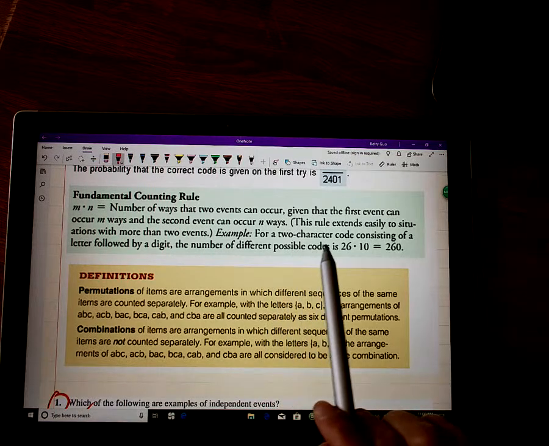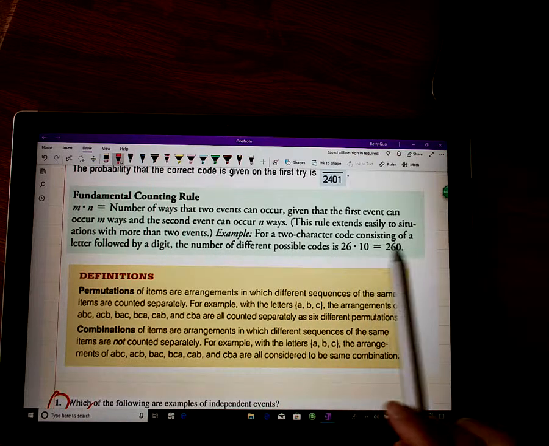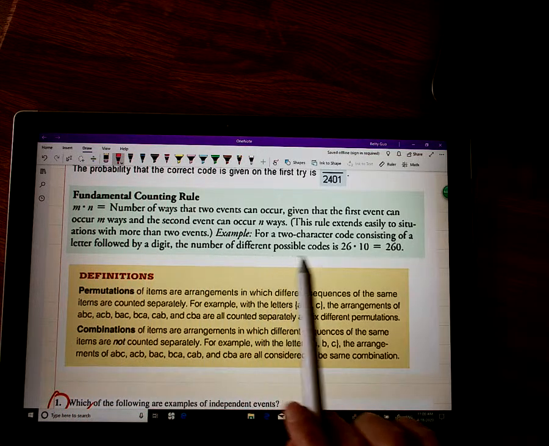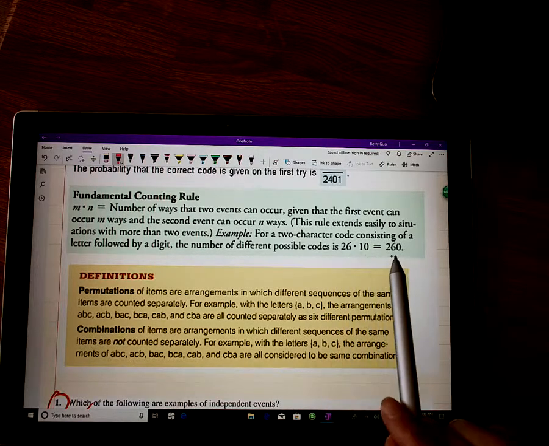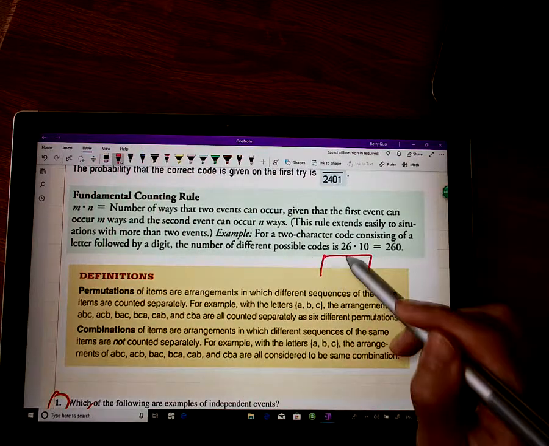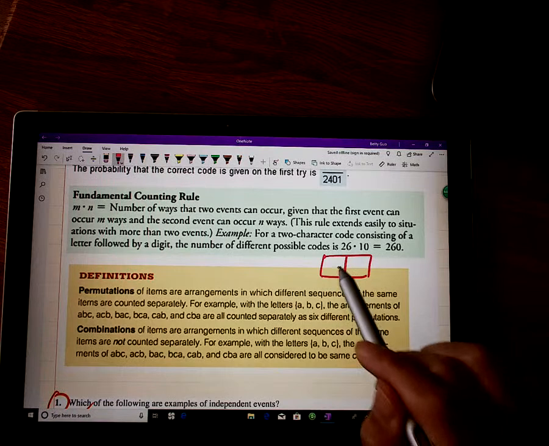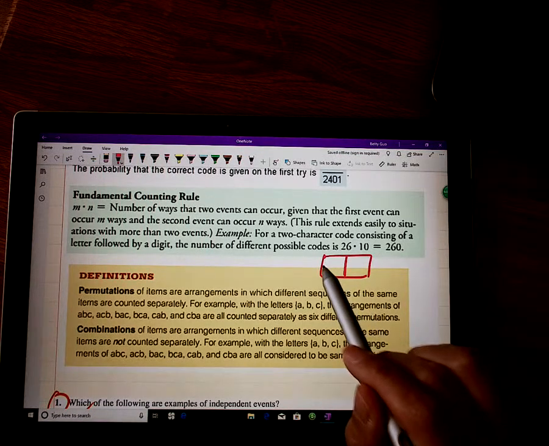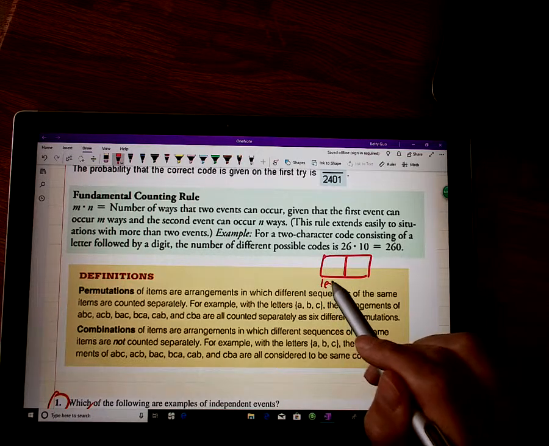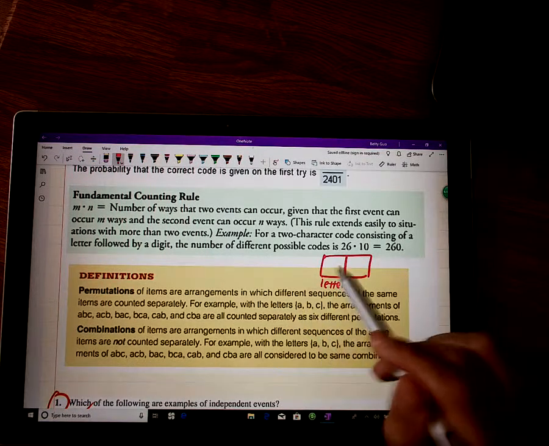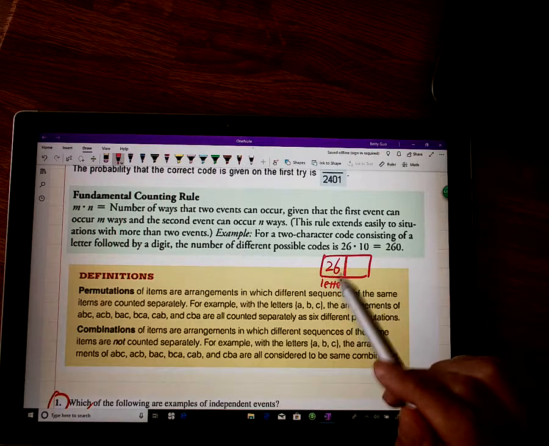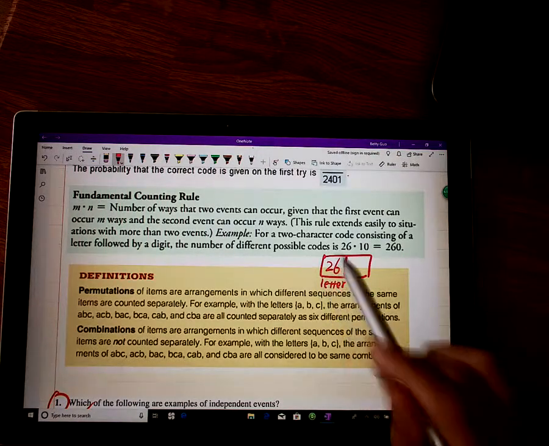Example, for a 2-character code consisting of a letter followed by a digit, the number of different possible codes is 26 times 10, which is 260. Why? This is the pin you will consider, right? The first thing is the first character is a letter. How many letters do we have? 26. We all know that, right? So we have 26 different options for putting a letter here for the first character.